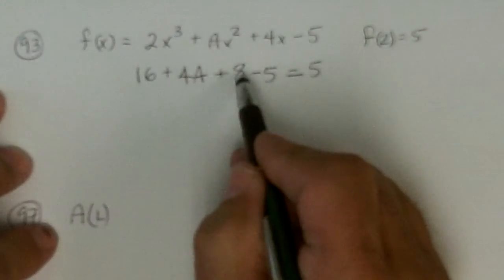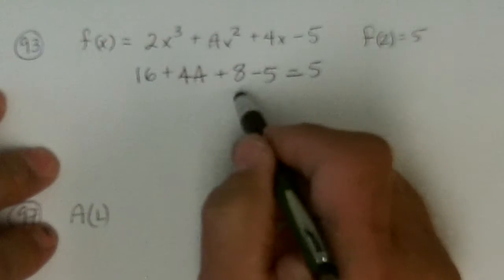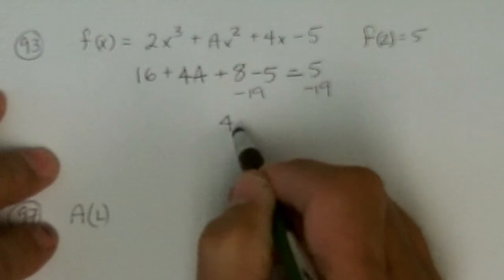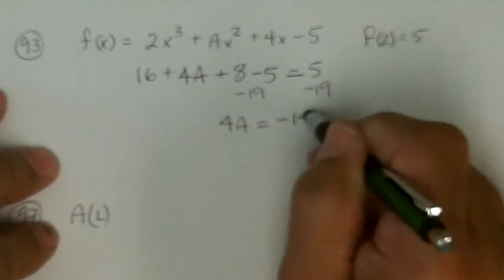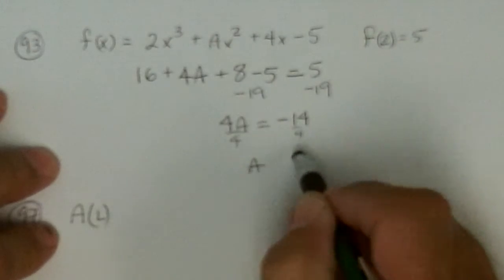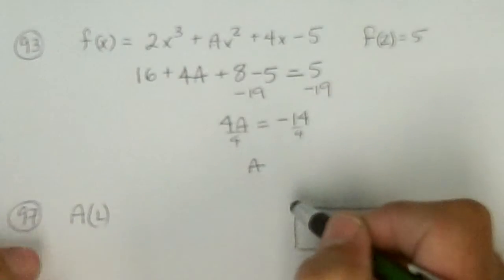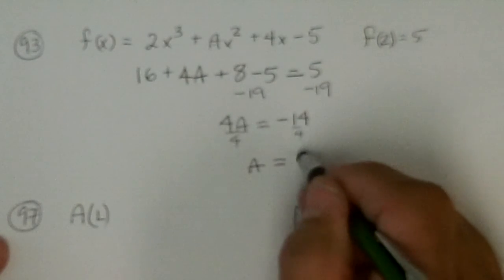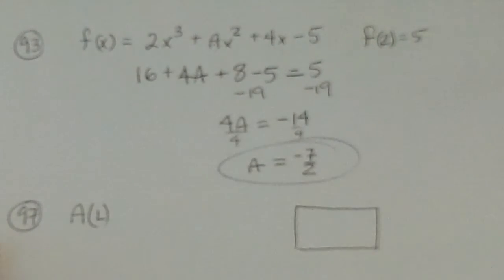So 16 plus 8 is 24, minus 5 is 19, so I'll subtract 19 from both sides, and I get 4a equals negative 14. I'll divide by 4, and a, for f with 2 plugged in for the x to come out to be 5, would have to be negative 14 fourths, or negative 7 halves reduced, or negative 3.5.